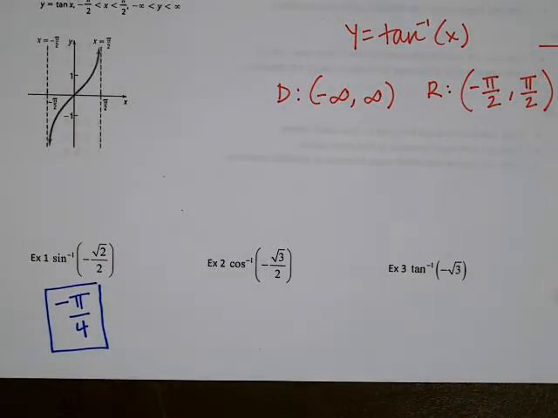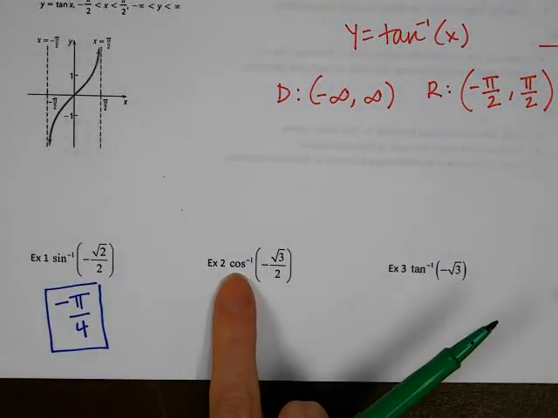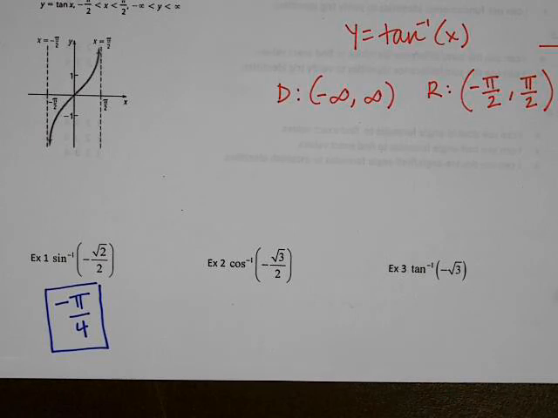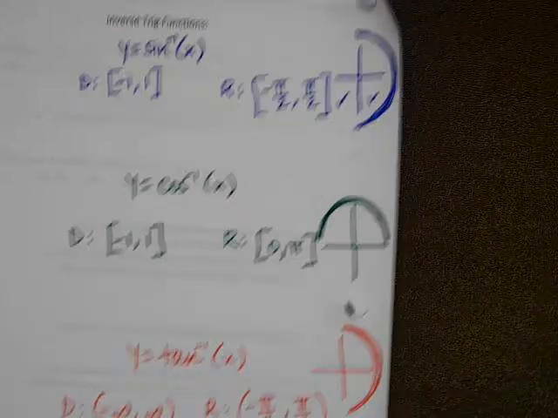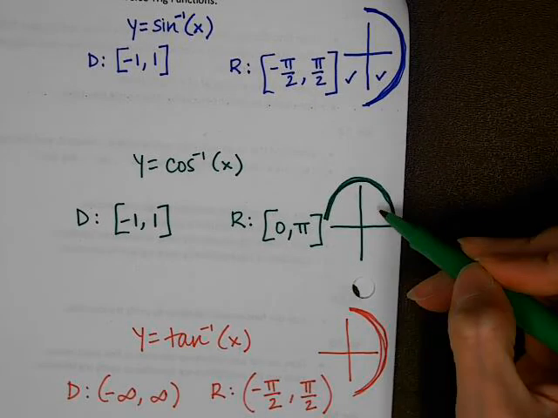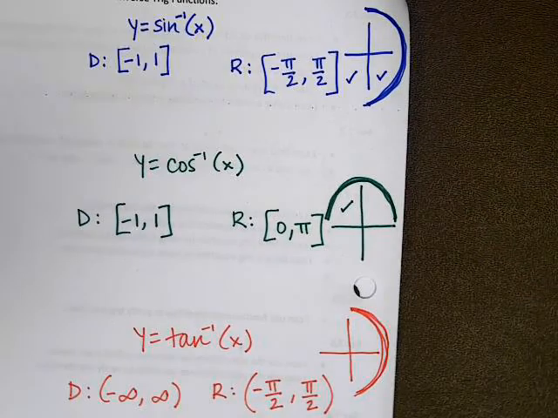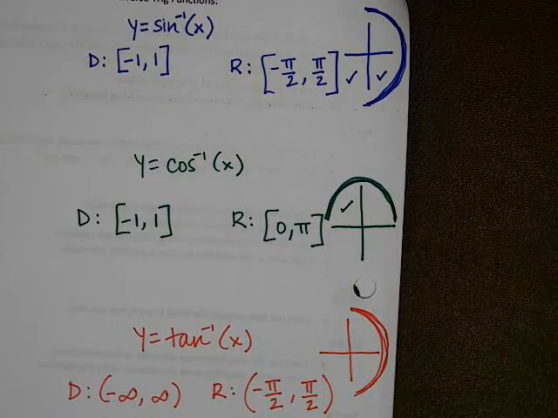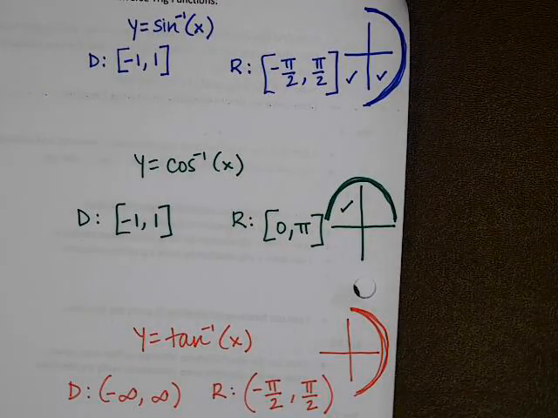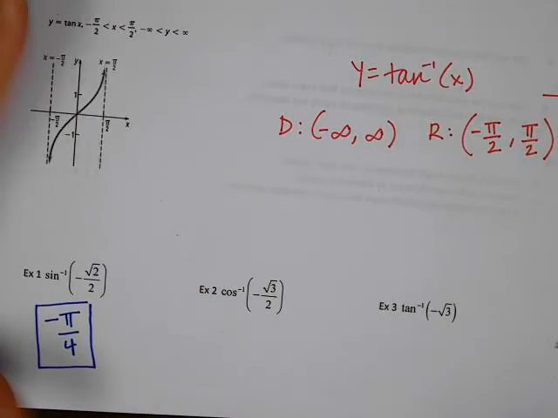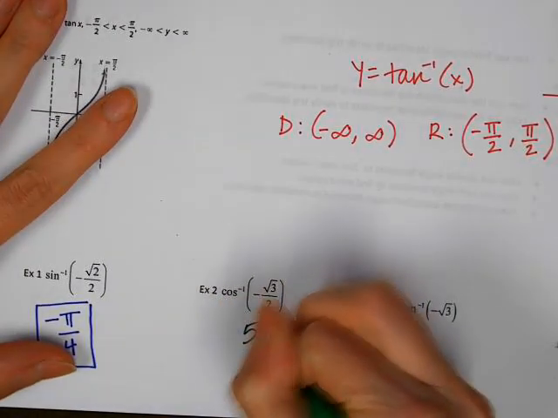Okay, example 2 is saying, at what angle is cosine negative root 3 over 2? Okay, but remember, our answer has to be in quadrant 1 or 2. So it's obviously going to be in quadrant 2. Okay, so what is that angle where cosine is negative root 3 over 2? Well, it's going to be some version of pi over 6. So in the second quadrant, that's going to be 5 pi over 6.